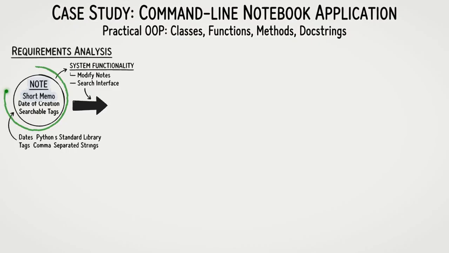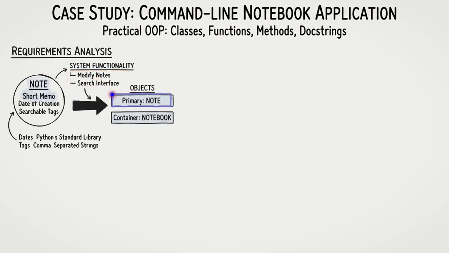We define a note as a short memo that includes the date of creation and searchable tags. The system must allow us to modify these notes and provide a search interface. From an object-oriented perspective, our primary object is the note. To manage all these individual notes, we need a container object called the notebook.